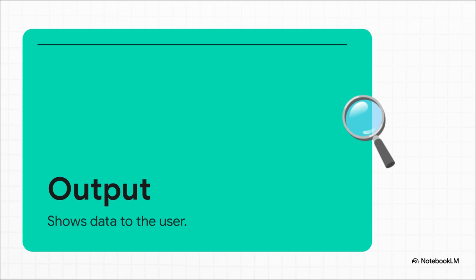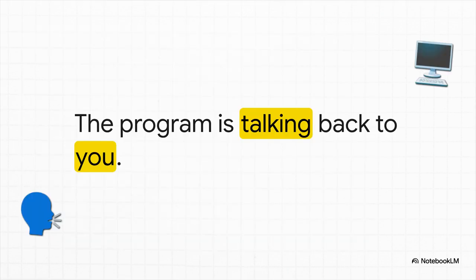job. Okay, so the other side of that coin is output. This is how the program gives information back to you. Think about a welcome message, a calculated number, or your final score lighting up the screen. That's all output. So if input is the program listening, then output is the program talking back. See? It's a two-way street. You give it information, and the program responds. That's the entire loop, right there.